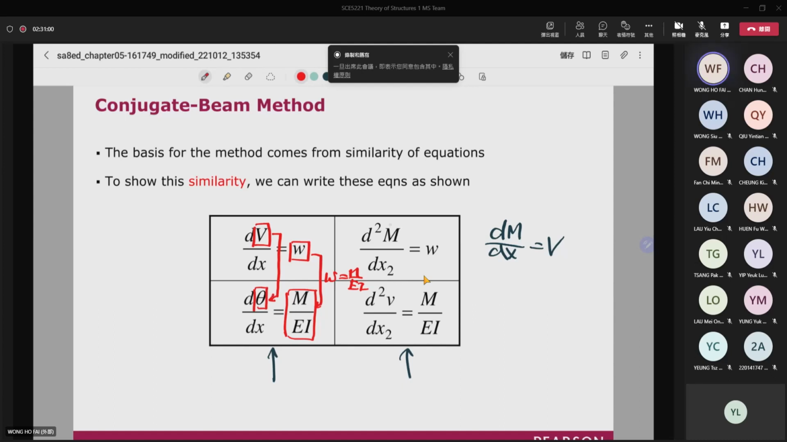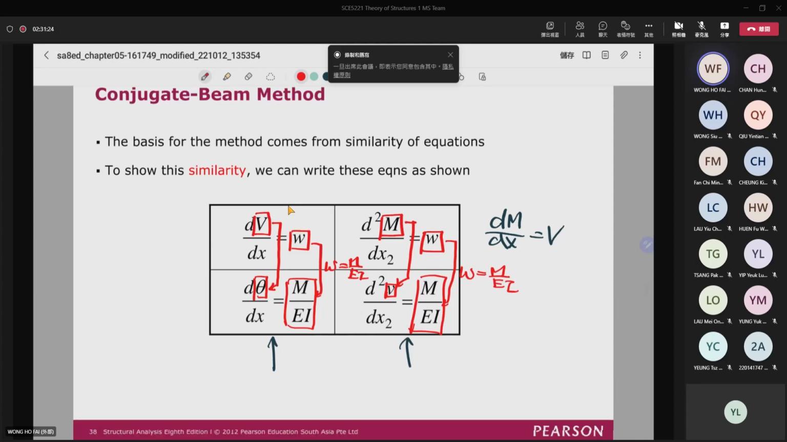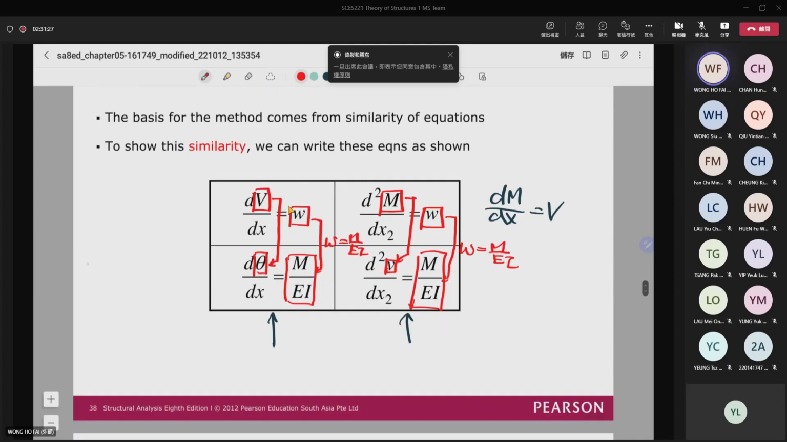Here, you can also see that if we differentiate something 2 times, it will be equal to something here. And then you can see that if W is equal to M over EI, then the moment will be equal to the deflection. Now, what does that mean? That means if we put W equal to M over EI, the distributed load is equal to M over EI.